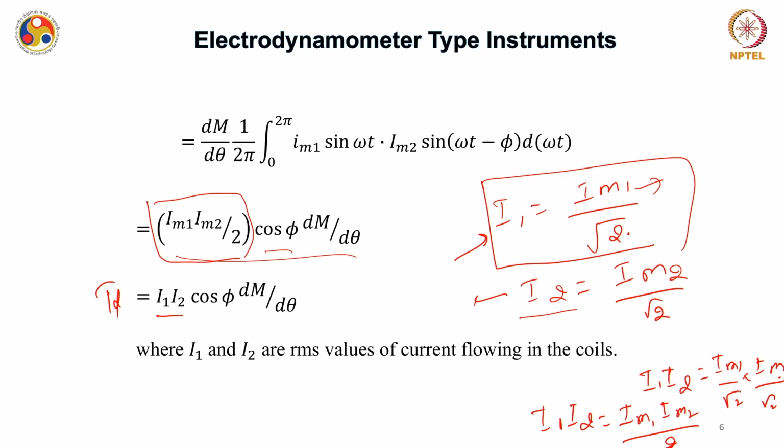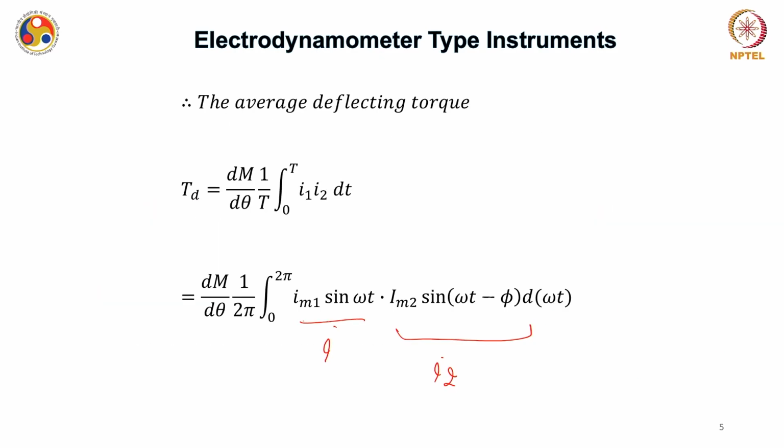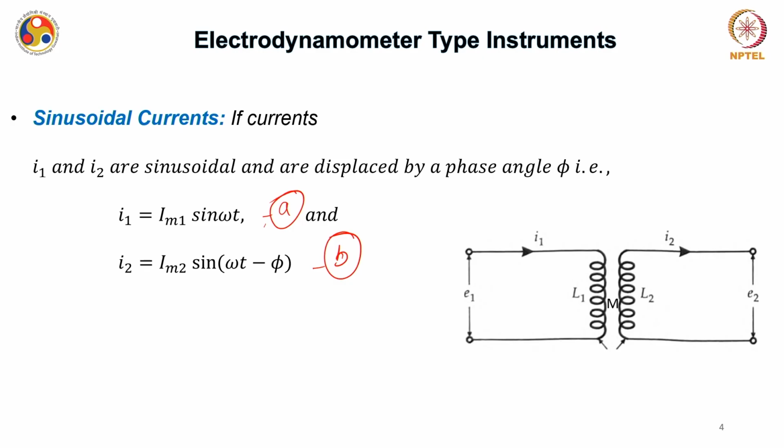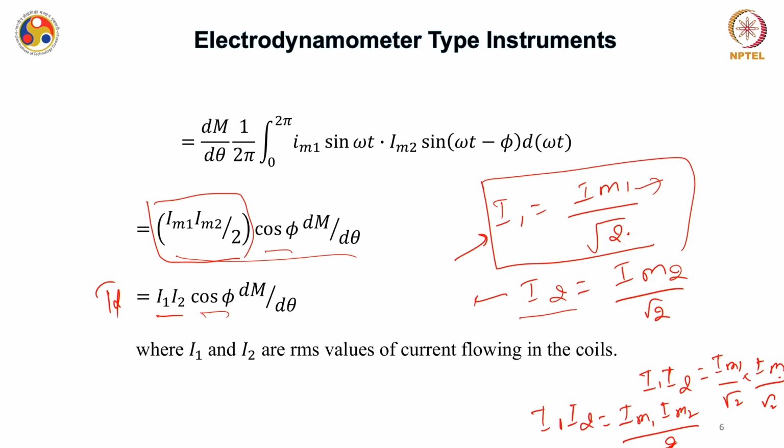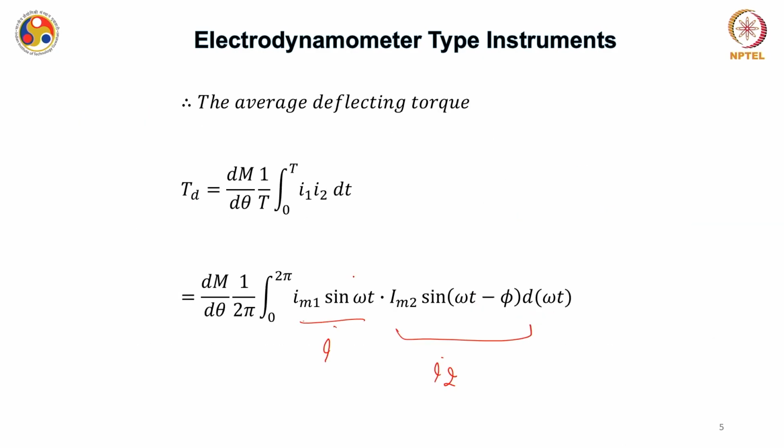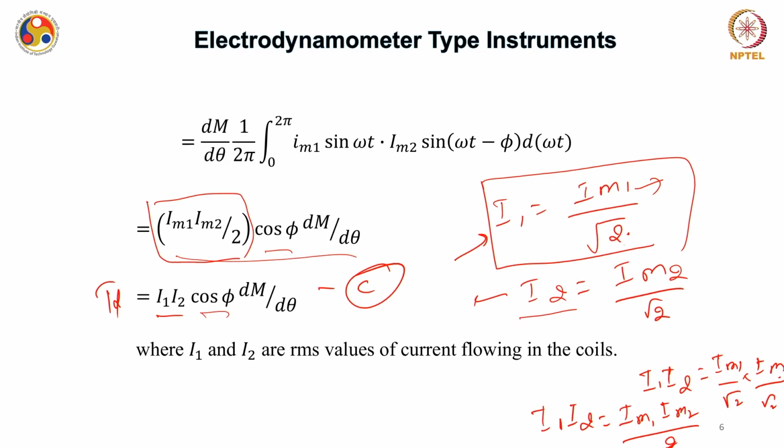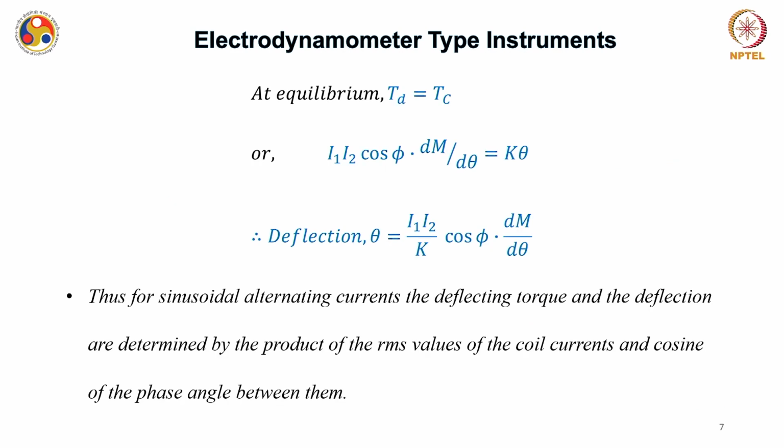So the deflecting torque is equal to the RMS values of currents I1 into I2 into cos phi, which is the phase difference between them, into dM by d theta. This is a very important equation, and I am calling it equation C. So we now have the deflecting torque equation for sinusoidal signals or sinusoidal current.